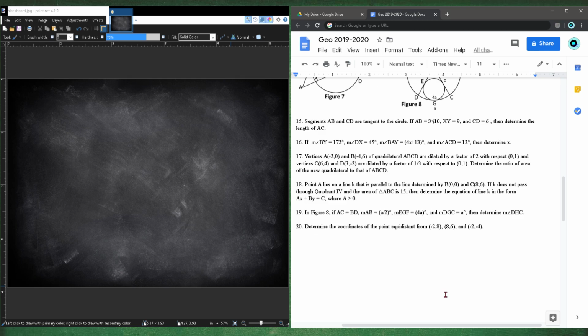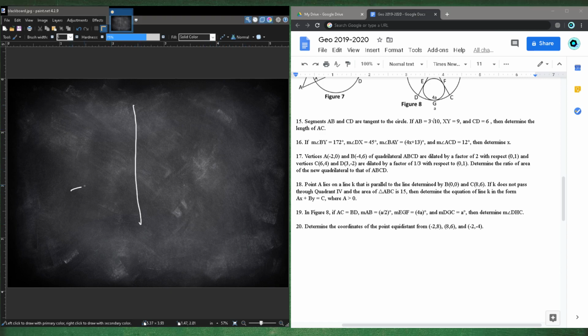Determine the coordinates of the point equidistant from negative 2, 8, 8, 6, and negative 2, negative 4. So let's plot this out and think about this graphically, right? There's actually a really simple way to do this. So it's got to be negative 2, 8, 8, 6, and negative 2, negative 4. If you draw a line between this and then this one, for a point to be equidistant, that means the circle has to go through all of these, right? And that's the triangle.